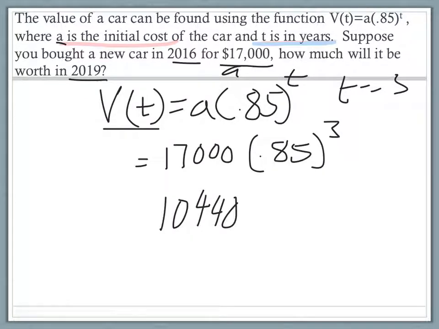$10,440.125, so when we're talking about money, we'll round it to $10,440.13. Okay, make sure that you're doing this in the calculator so that you can see and making sure that you're getting the same answer. Okay, so that is our final answer.